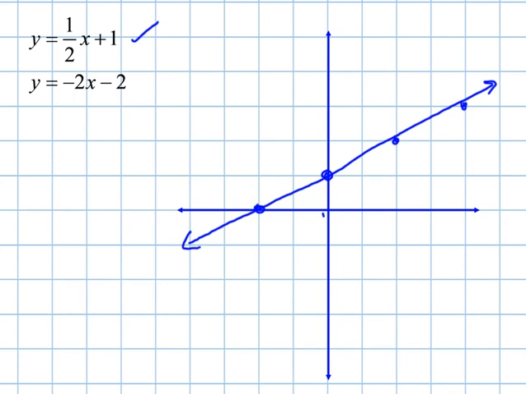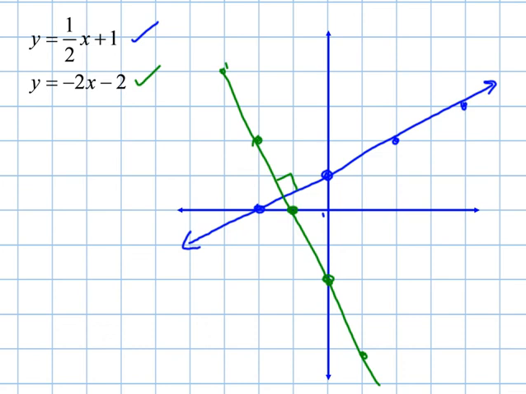And then we're going to graph the second one. We have a y-intercept of -2 and a slope of -2. So we're going to rise 2 and run to the left 1. So we have a negative slope. Let's start up here. And if you look at these two lines, they meet at a right angle.